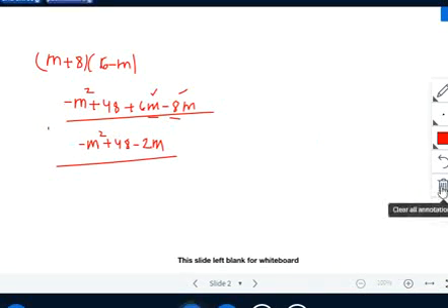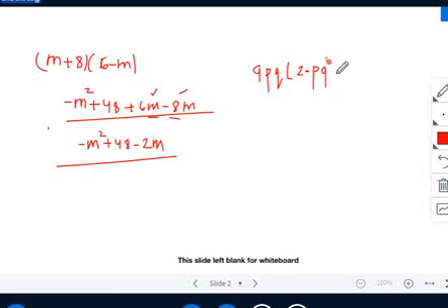Now this one: 9pq multiplied by 2 minus pq squared minus 7p to the power 4. Okay, so for this, I'm not sure how to do.